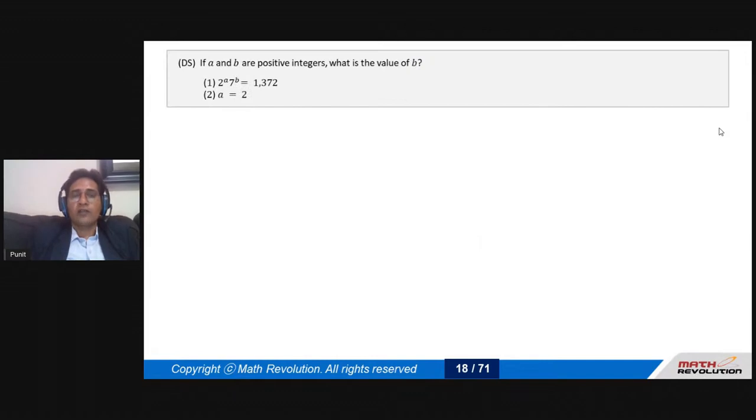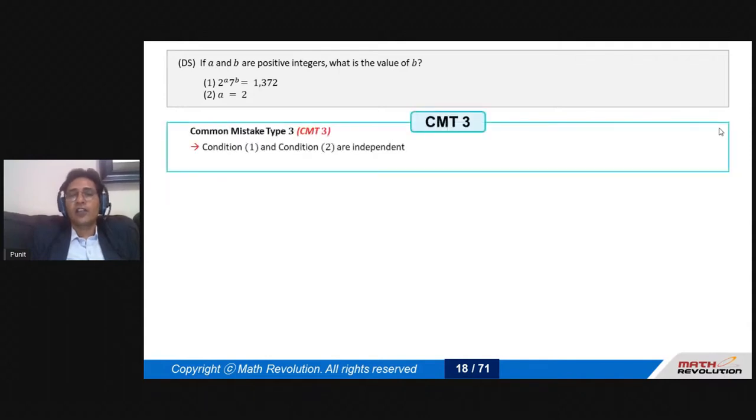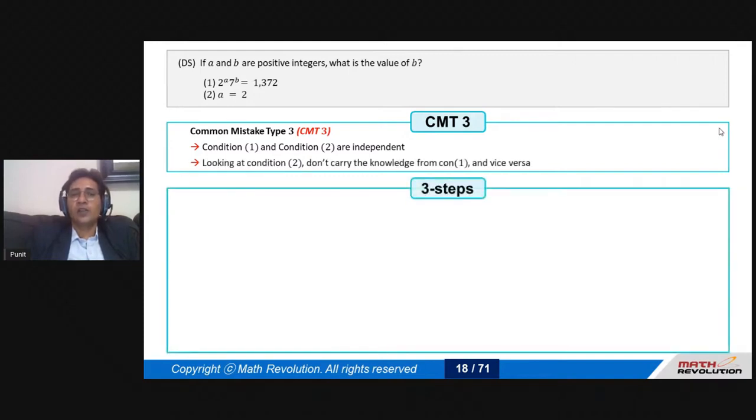So let's go with a question right now for a DS. If A and B are positive integers, what is the value of B? The question will be there on the screen in a minute. It's there. If A and B are positive integers, what is the value of B? Now, understand they're asking us the value of B here. A and B are positive integers, so they cannot be zero. They have to start with one. Now, we have been given two conditions here. 2 to the power A times 7 to the power B is 1372. And the second statement says that A is equal to 2.